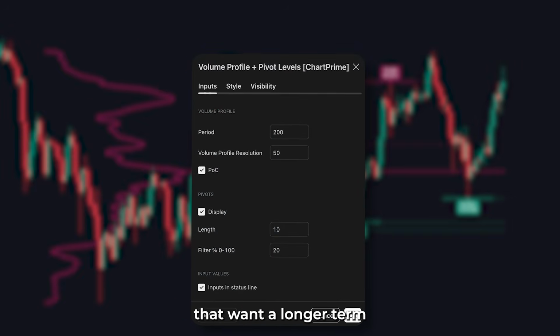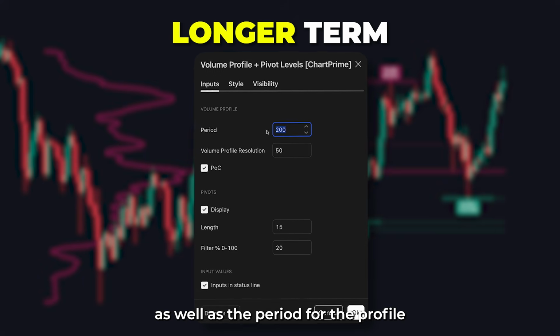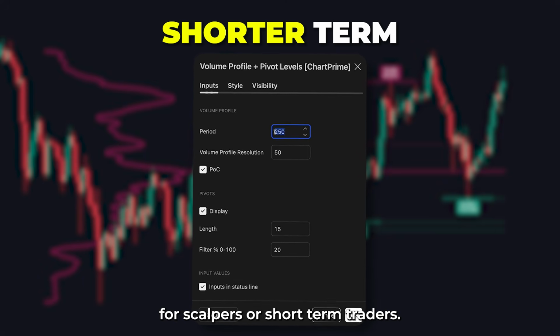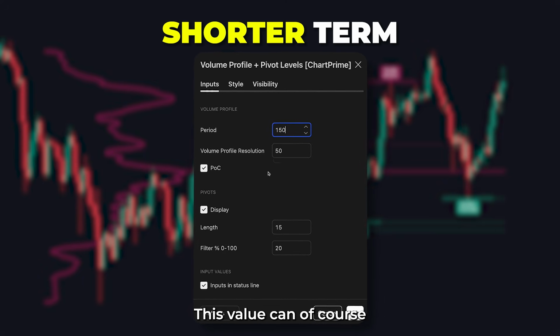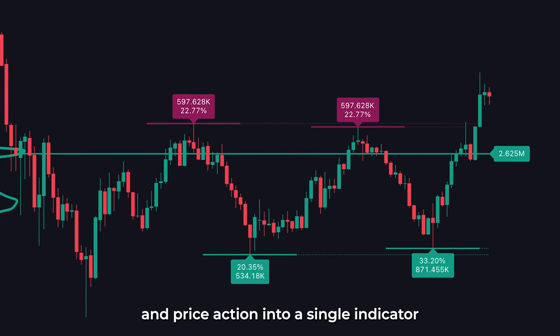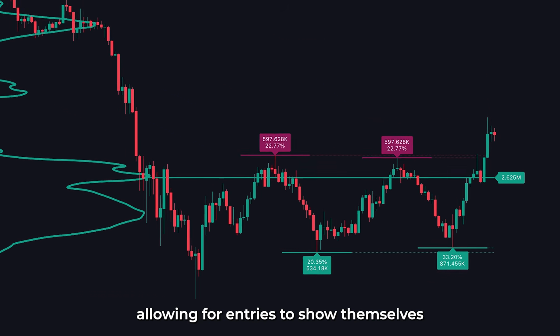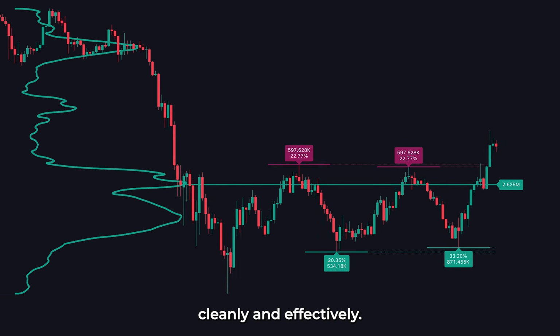For traders that want a longer term trading experience, the length of the pivots can be increased, as well as the period for the profile. And for scalpers or shorter term traders, this value can of course be decreased as needed. Combining volume and price action into a single indicator can help give a massive edge and clean up the charts, allowing for entries to show themselves cleanly and effectively.